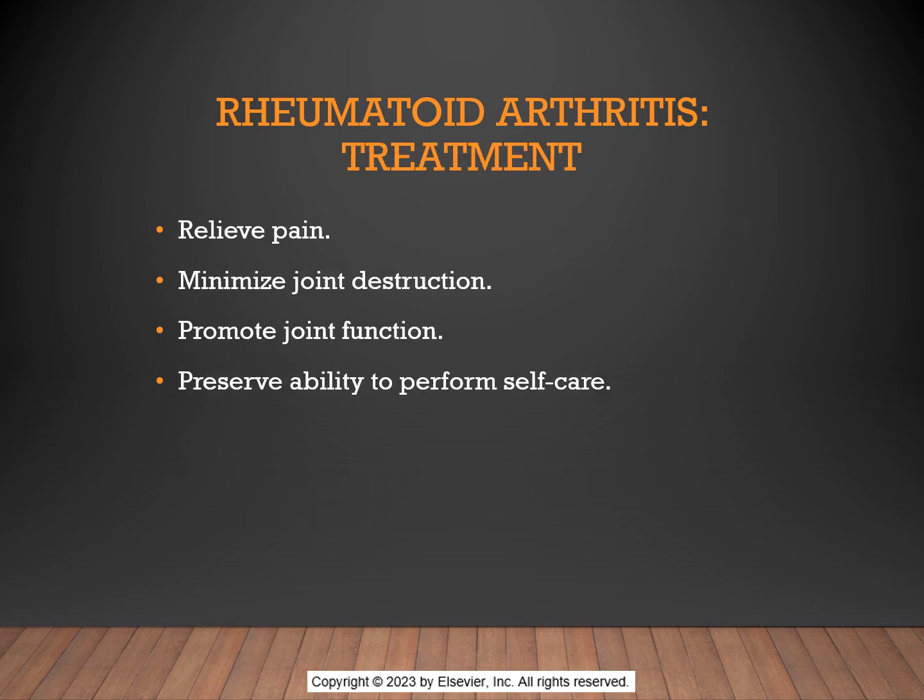Treatment is aimed at relieving pain, minimizing joint destruction, promoting joint function, and preserving ability to perform self-care. Rest and exercise, medication, immobilization with splints, and the use of other supportive devices during periods of severe inflammation, and hot and cold application are standard treatments. Rheumatoid arthritis pain is initially treated with NSAIDs. If diagnosed early, disease-modifying anti-rheumatic drugs can be started to prevent joint deformity.